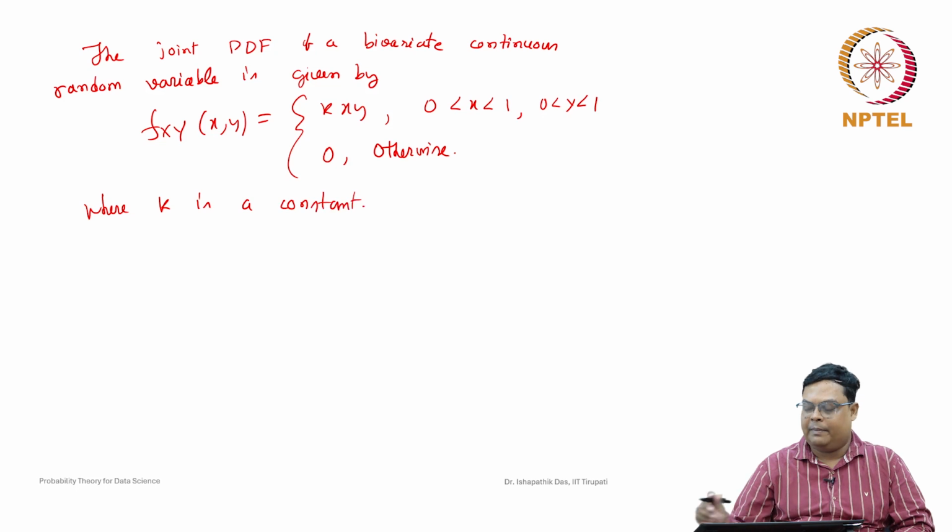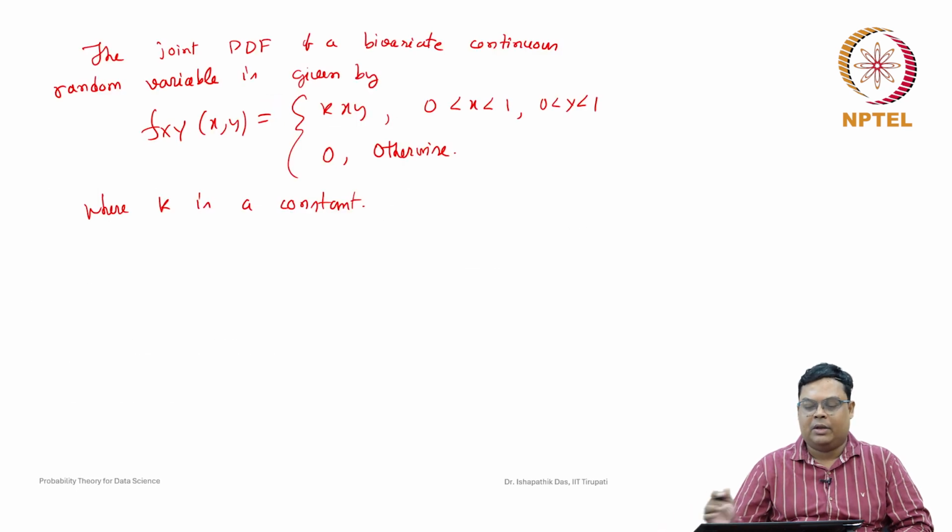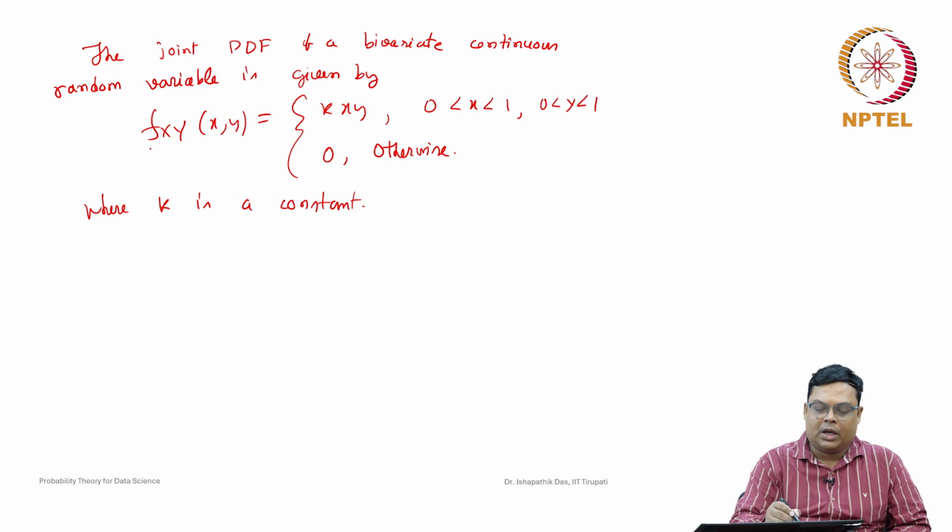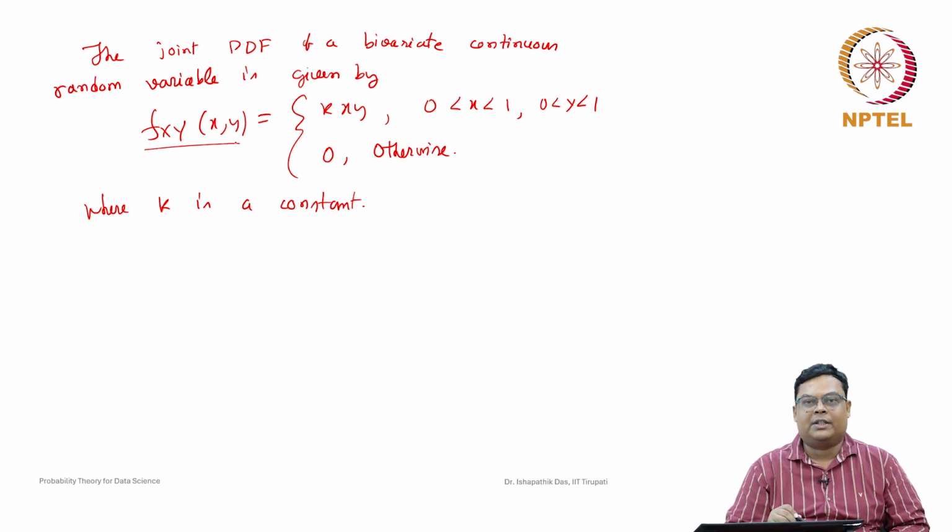Now, we have to first find the value of k. So, how can we find k? Because it is a joint probability density function, it should satisfy all the properties of a joint probability density function. Some of the properties are that it should be greater than or equal to 0. Here k is a constant, and xy with x between 0 and 1 and y between 0 and 1 is a positive value. So, k has to be a positive value, and 0 otherwise. So, this will be greater than or equal to 0 if k is positive.